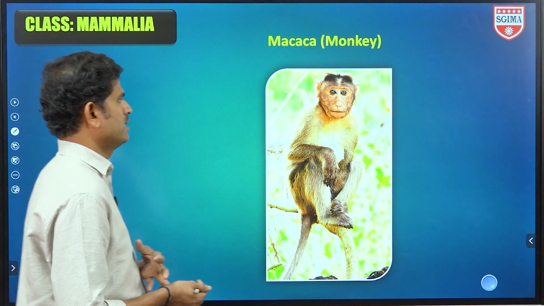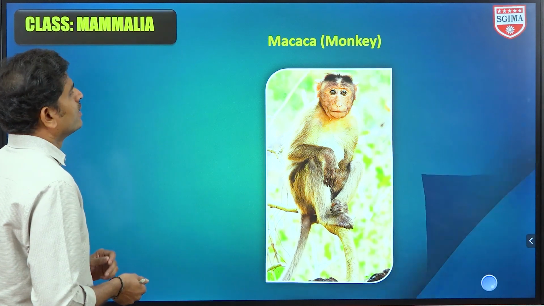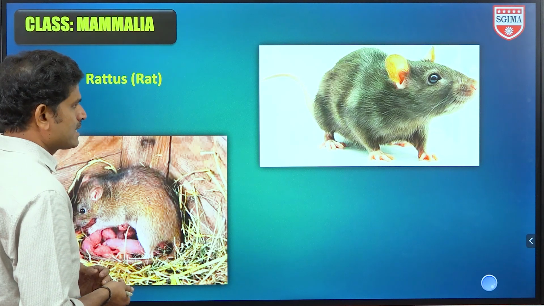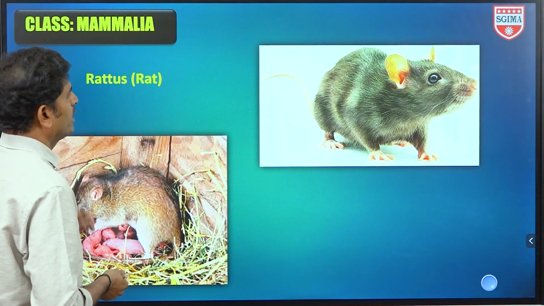Next one, Macropus, monkey. Generally we know that. Okay, our ancestors like it. Next one is Rattus, rat it is. Generally the household rat, we know rats.